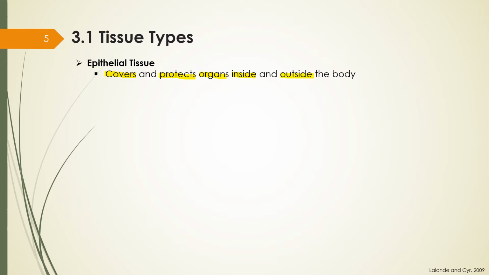So epithelial tissue is not just your skin. You also have epithelial tissue inside your body, covering your organs. And it also has other functions, for example, to secrete, to absorb, and to filter substances. Epithelial tissue covers and protects the organs, both inside and outside the body, but also has the function of secreting, absorbing, and filtering substances.